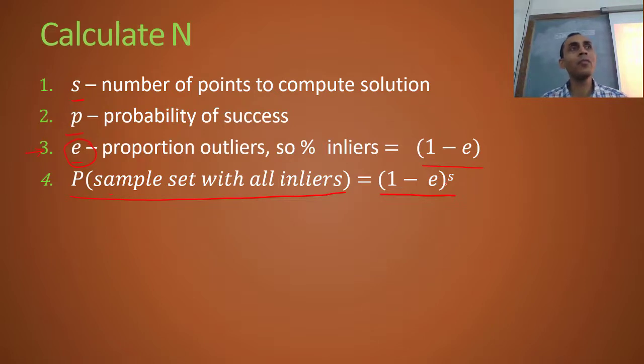So the probability that we have picked a sample set with all of them as inliers is 1 minus E to power s. We are picking s points from our sample space such that all of them are inliers, and the fraction of inliers is 1 minus E. The probability that the first time it is an inlier is 1 minus E, and the probability that the second time it is an inlier is again 1 minus E, multiplied. So we keep on multiplying s number of times, and it becomes 1 minus E to power s, isn't it?